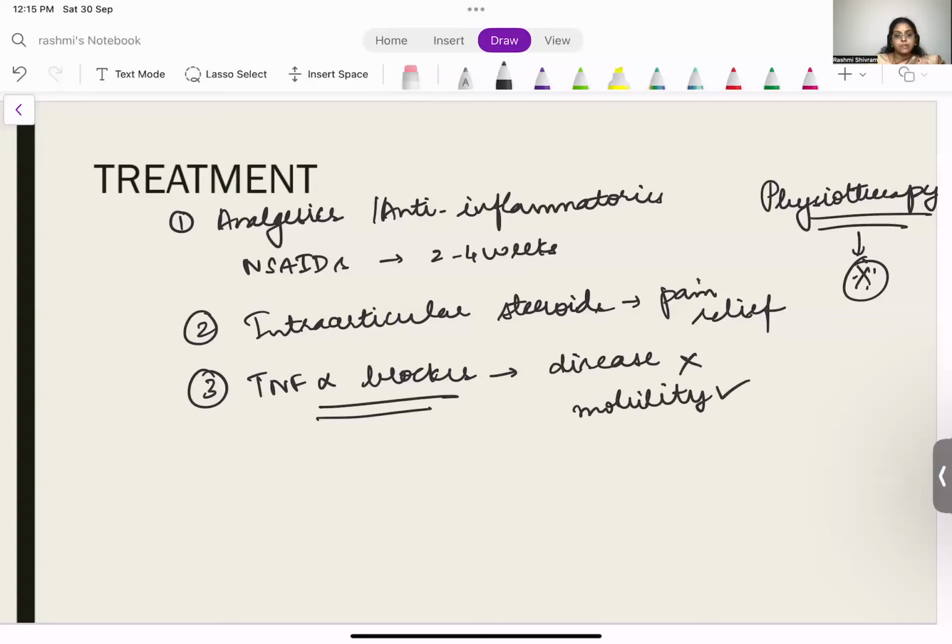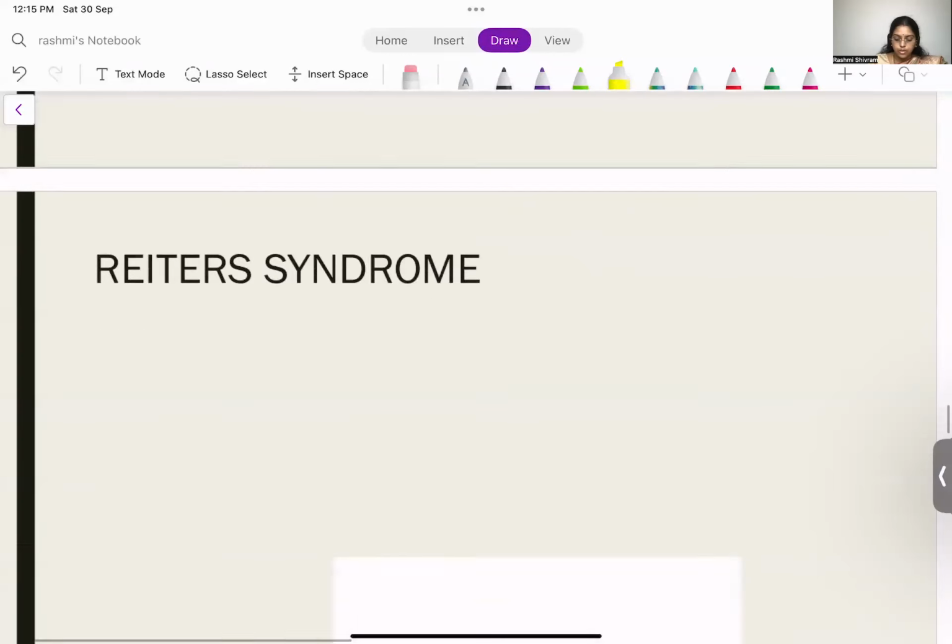So the treatment mainstay will be a trial of analgesics for 2 to 4 weeks, intra-articular steroids for pain relief, TNF alpha blockers, which do not modify the disease progression but improve the mobility, and physiotherapy. This is very, very important. Physiotherapy is an important aspect. Almost lifelong physiotherapy is needed for these patients.